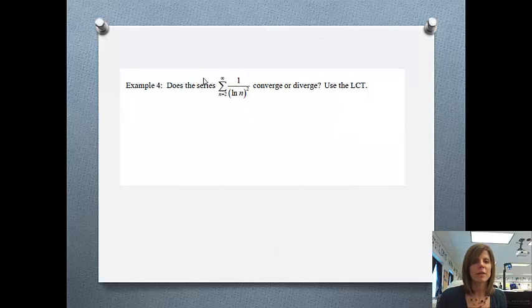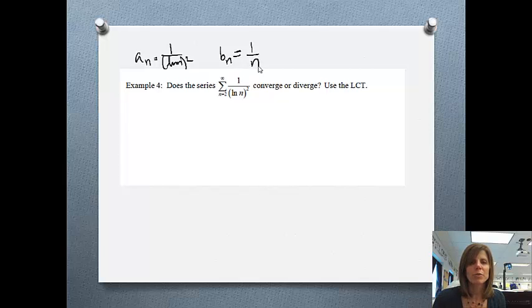All right, example 4. Does the series n equals 2 to infinity of 1 over (ln n) squared converge or diverge? Again, we're going to use the limit comparison test. So our a sub n will equal 1 over (ln n) squared. And then we just need to decide what our b sub n is going to be. And I really don't want to pick ln again because I think trying to take the integral of that or trying to find whether it converges or diverges is going to be difficult. So I would like to stick with an n.